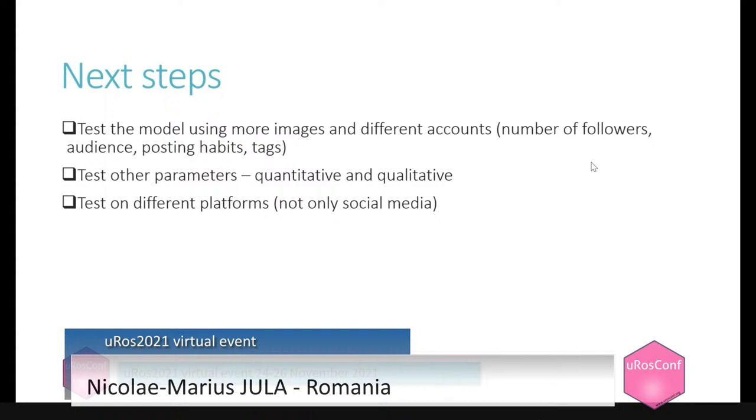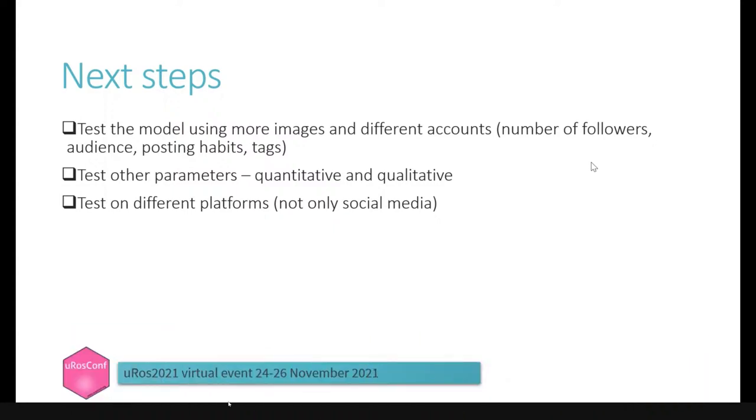Also, I want to test a lot more parameters, quantitative and qualitative parameters of the image, starting with the subject, composition, and so on. Of course, to test the results on different platforms, not only on social media. Maybe it will be a good idea to test on platforms that are not changing the display algorithm so fast, to be able to use longer samples.